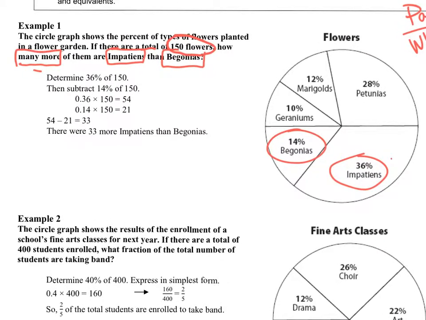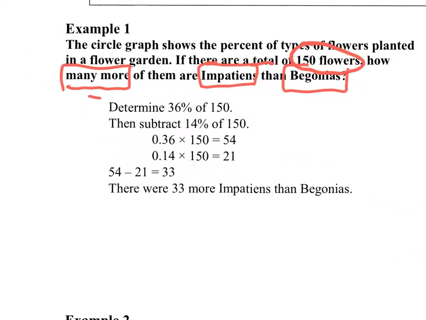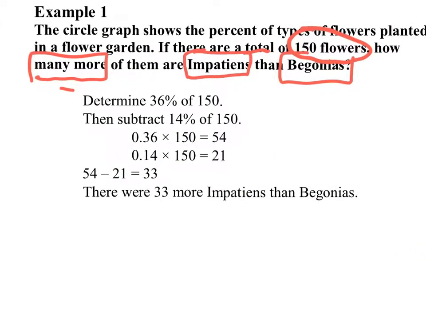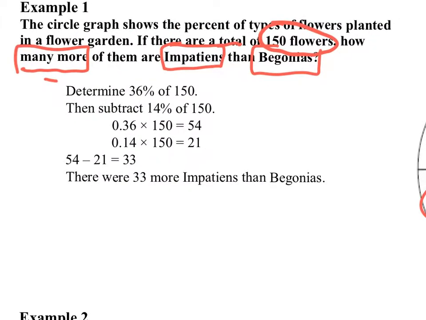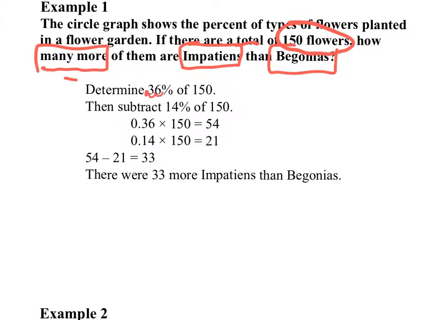So to figure out impatiens, 36% of 150, just like that page we did the other day, turn that percent into a decimal. How do we do that? Move it 2 spaces to the left. Turn it into a decimal, 0.36, and multiply it by the whole. So 0.36 times 150, and we get 54.